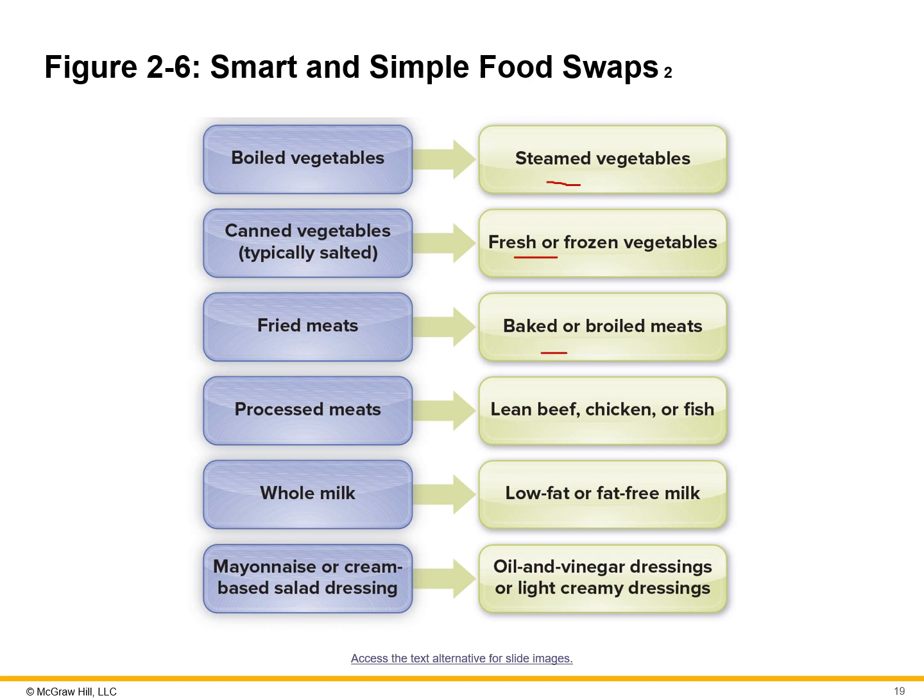Instead of the processed meats, use beef, chicken, or fish. Instead of whole milk, switch to the low fat or fat free. Instead of mayo or cream-based dressings, switch to the oil and vinegar or a light creamy dressing. So again, just some somewhat easy things to switch to.